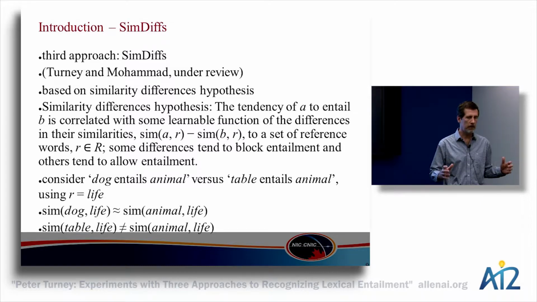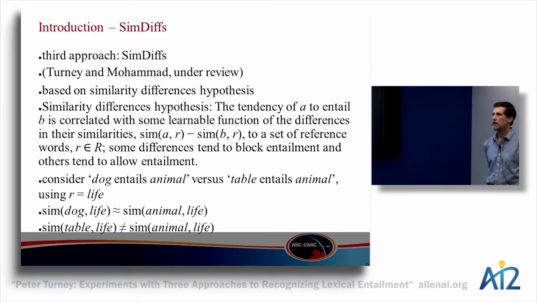And the idea is that the supervised learning algorithm will figure out which kinds of differences are important, like the animate-inanimate difference may be very important in entailment relations, whereas other differences like the color of a thing may not affect entailment at all. In this model, are the reference words given as input, or are they discovered? So they're given as input.